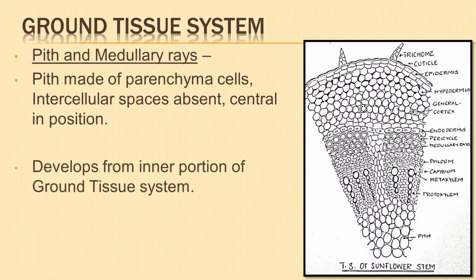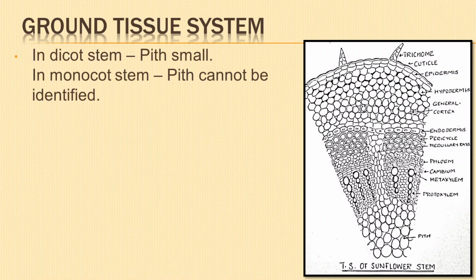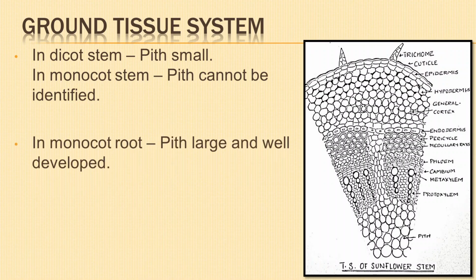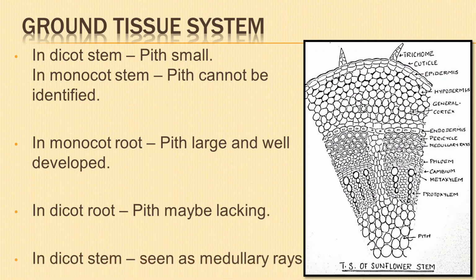Pith develops from the inner portion of the ground tissue system. Pith cells may possess tannin and crystals. In dicot stem, pith is small. In monocot stem, since the vascular bundles are scattered, the pith cannot be identified. In monocot root, the pith is large and well developed. In dicot root, pith may be lacking. In dicot stems, pith is seen in the form of narrow parenchymatous strips in between the vascular bundles.